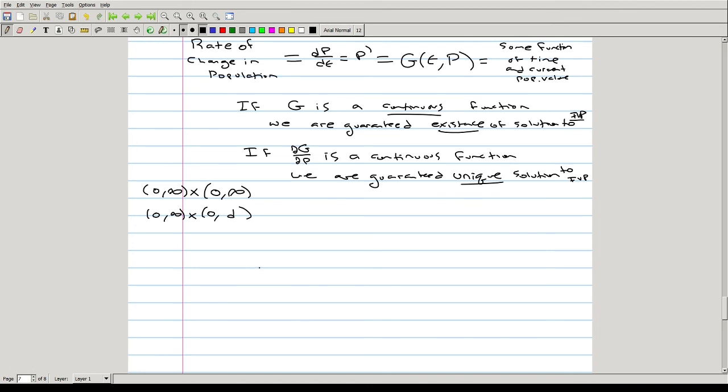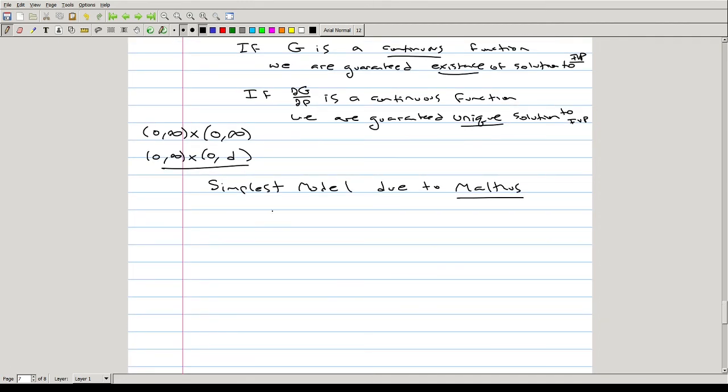So the simplest model here, I mean, I guess there are simpler models, but I'll say the most basic model is called the Malthus model. And this model is to take G of t comma p to not depend on time at all, and to just be a function of the current population, specifically r times p, where r is some rate. And this gives us the differential equation, p prime is equal to r times p, which should be familiar. You should recognize this as the exponential growth model.